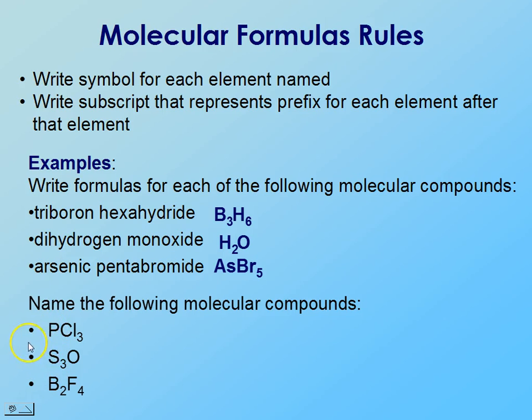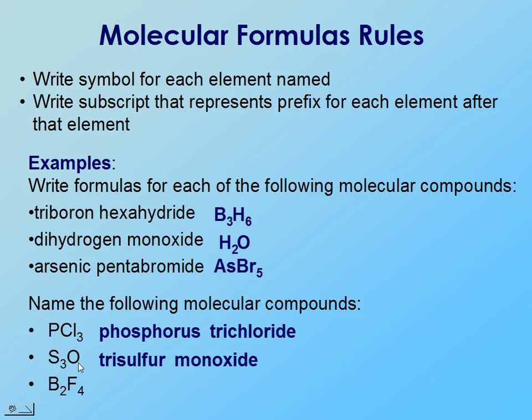So down here when we're naming these, P is going to be phosphorus. Again, we use the full name for the first element, no prefix because there's only one. And then for the second part, Cl3, 3 is tri, Cl would be chlor for chlorine, and then add on the ide, trichloride. With S3, we have sulfur, but we have 3 of them, so trisulfur, and then we would have one O, so mon, and then ox for the oxygen, and then ide.